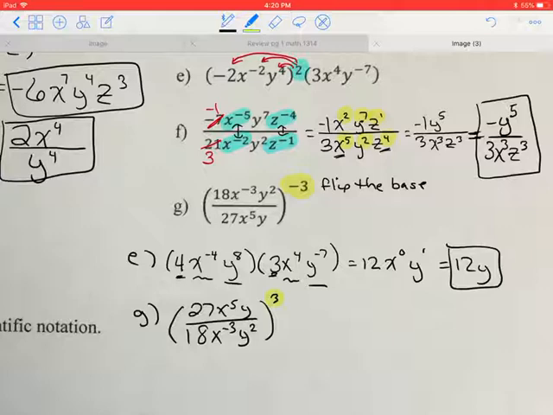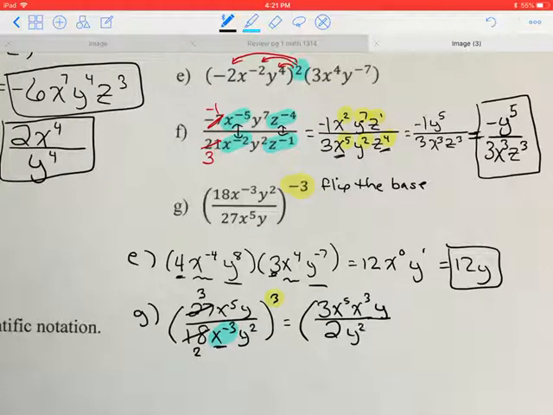Now before I cube everything, I'm noticing that 27 and 18 can be reduced. They're both divisible by 9, so that gives me 3 over 2. And the other thing I might want to do is move any negative exponents that I have. So I'm going to go ahead and move that to the top. So that gives me 3x to the fifth. This x is going to come up and join it, so x to the third. And I still have a y. On the bottom I have a 2 and a y squared.